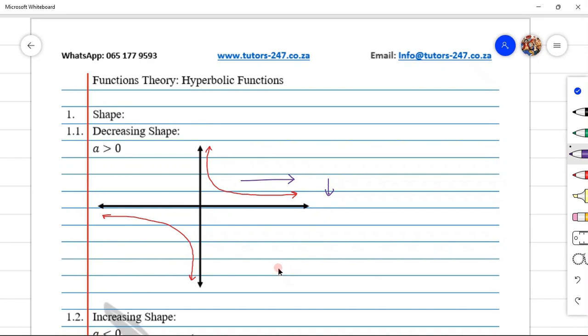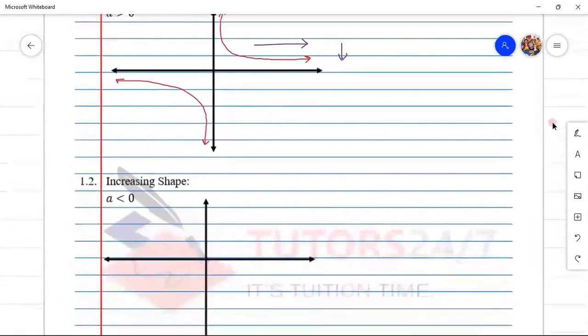Another way to think of it is that as the value of x, or as the graph moves to the right along the x-axis, our value of y starts to decrease, so our function goes into the negative y-axis.